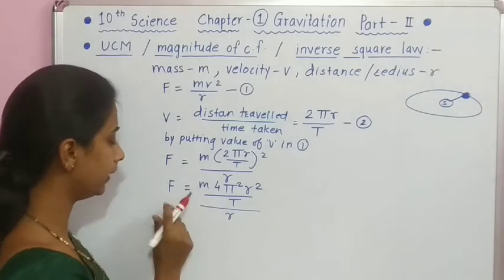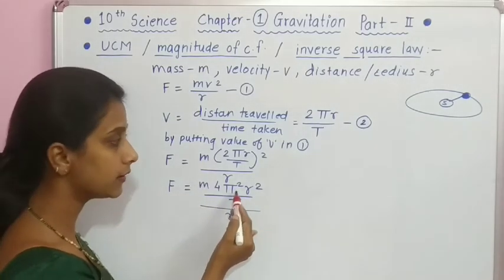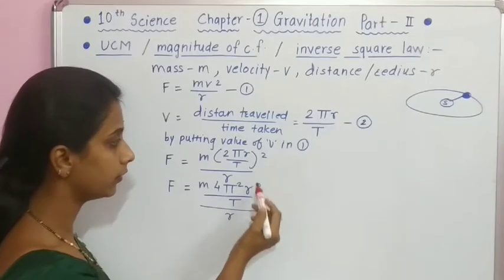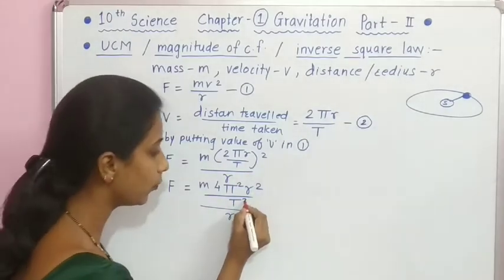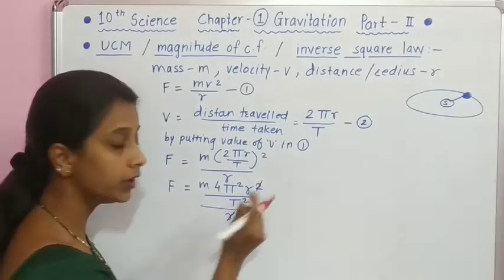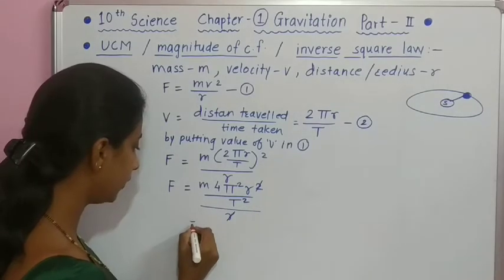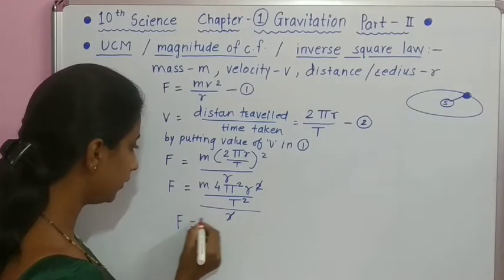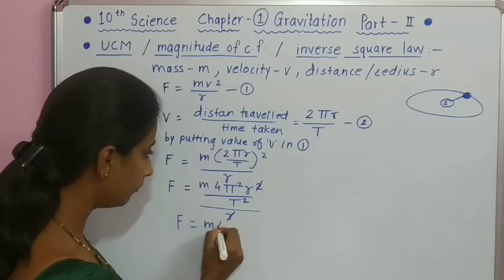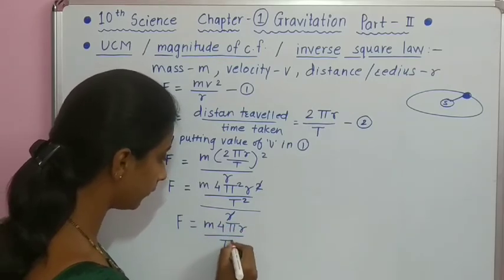So we will get F equals m 4 pi square r square upon T square. Okay. So here this r and here one r will be cancelled. And what remains? See very carefully. What remains here? F equals m 4 pi square r upon T square.